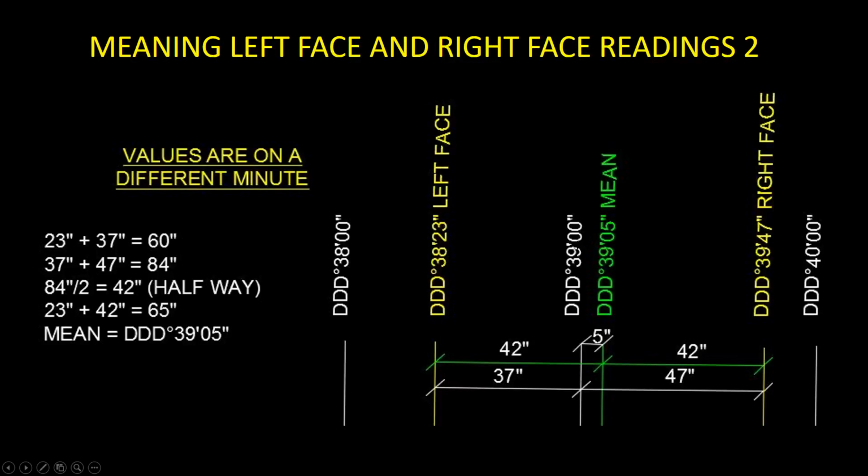And then we've got 47 after that. So 37 plus 47 is 84. Half of 84 is 42. And then we must add the 42 to the 23, where we started here, which will give us 65, which is 5 seconds past the 39. So it's some degrees, 39:05. Okay, so that's how it works.